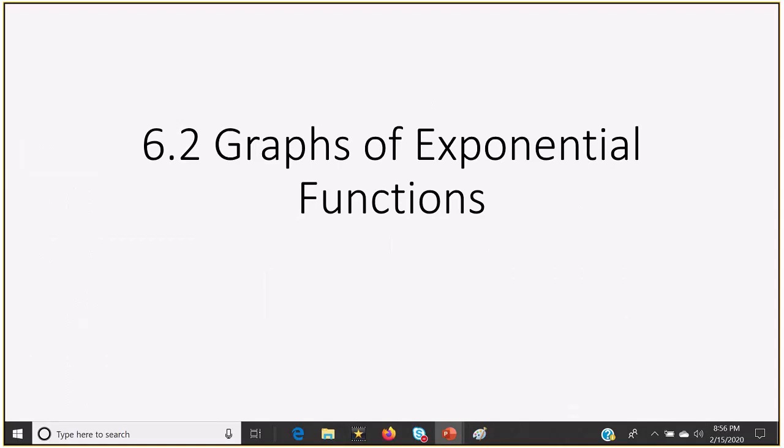6.2 Graphs of exponential functions. Now this section in the textbook is much lengthier than what I'm going to go into, mainly because we've seen transformations at least once before. So if this lecture seems like a big struggle, go back and view the lecture that has to do with transformations when we were dealing with basic parent functions. We're using the exact same process, just with a new parent function, that parent function being the exponential function.